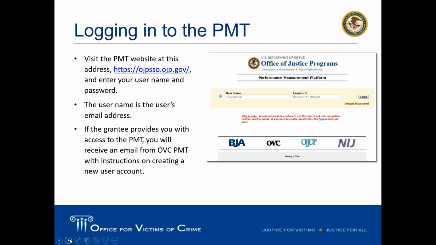To log into the PMT system, their website is https://ojpsso.ojp.gov. Enter your username. In most cases, your username is your email address. And then you establish your password as well. If you are having problems with this system at any time, you can always call the help desk. But remember, they cannot add you in. That has to be your grantee, which is us. Okay?